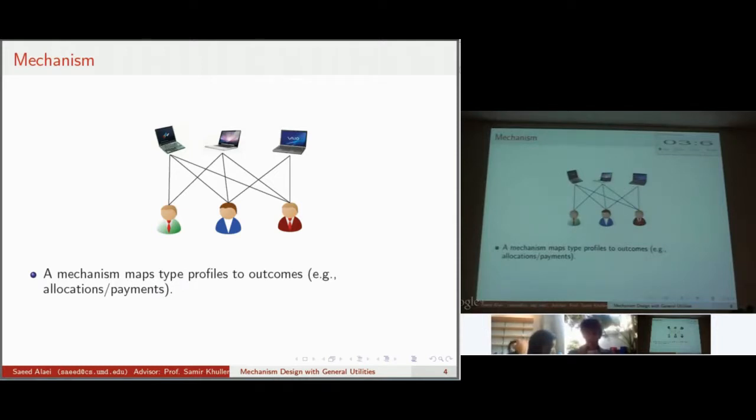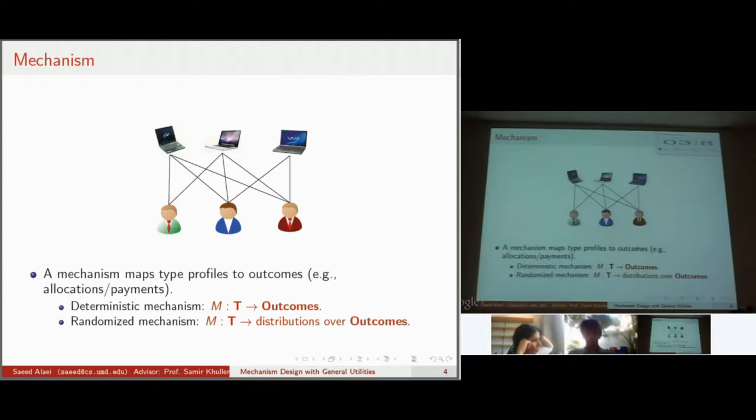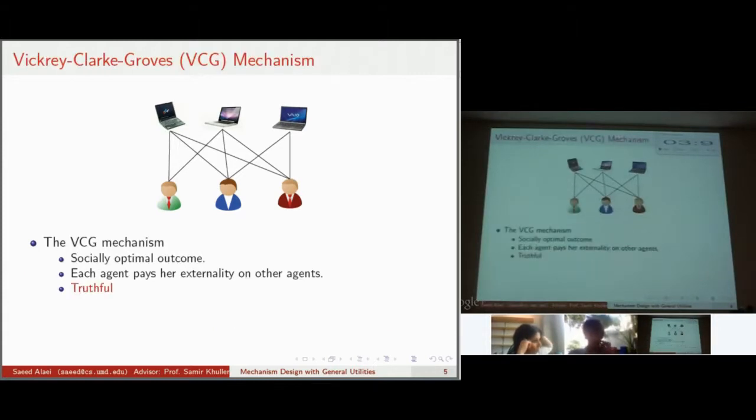So a mechanism is basically a mapping from type profiles to outcomes. In this case, an outcome could be an allocation and a payment. A deterministic mechanism is just a deterministic mapping from type profiles to outcomes, whereas a randomized mechanism maps each type profile to a distribution over outcomes. For most of this talk, we consider randomized mechanisms.